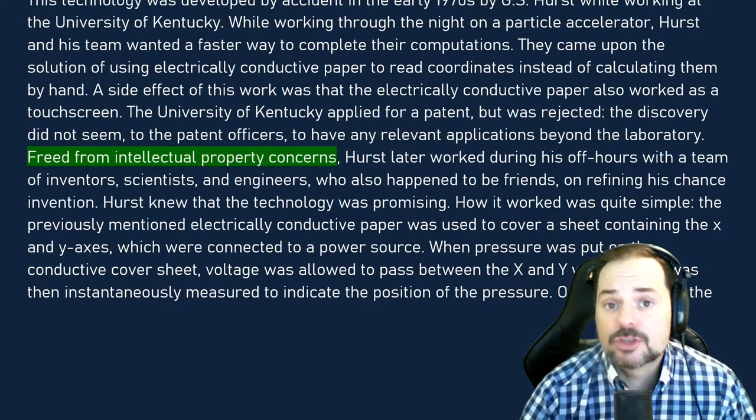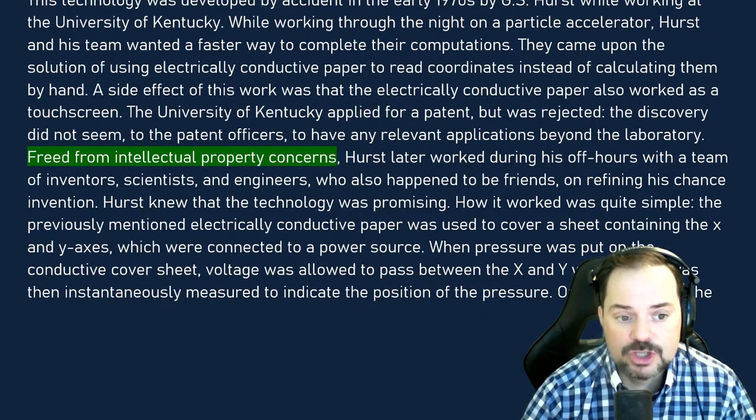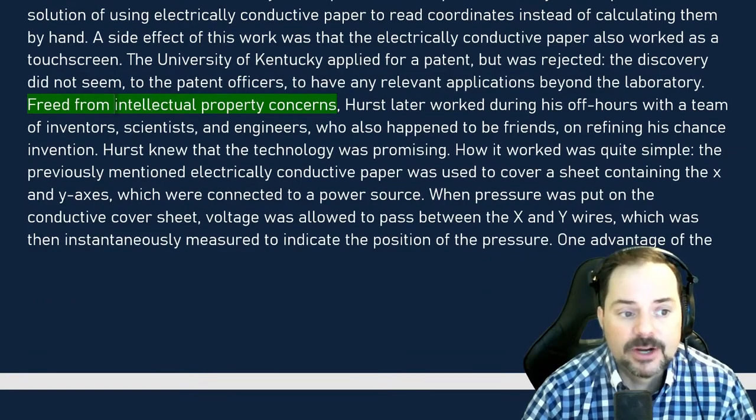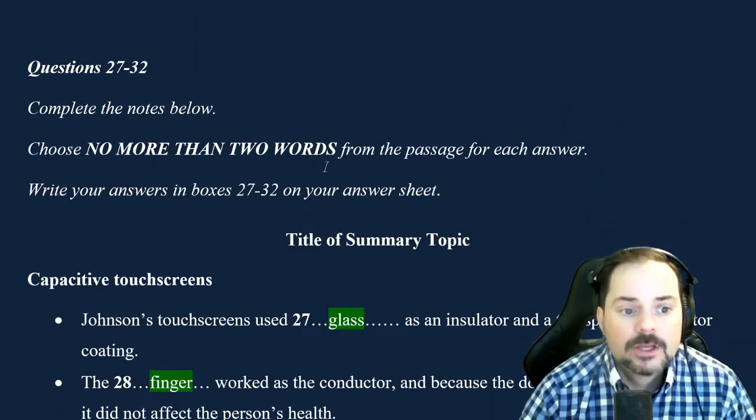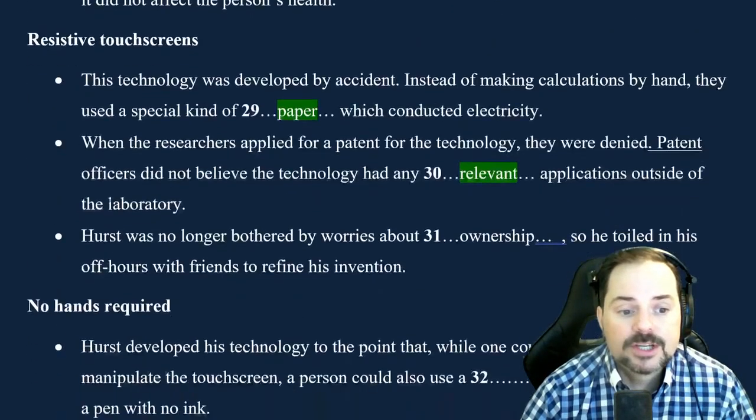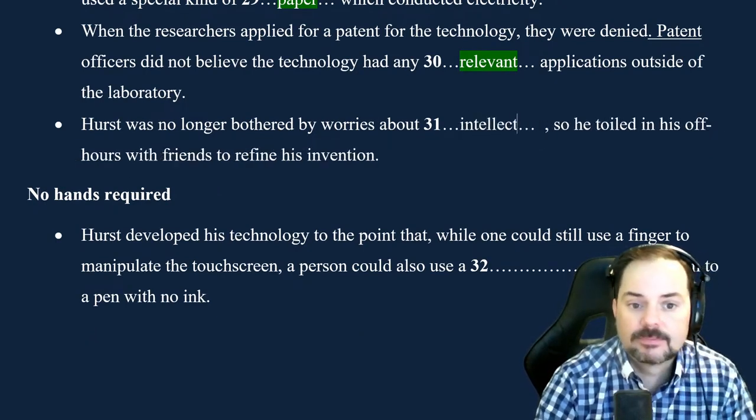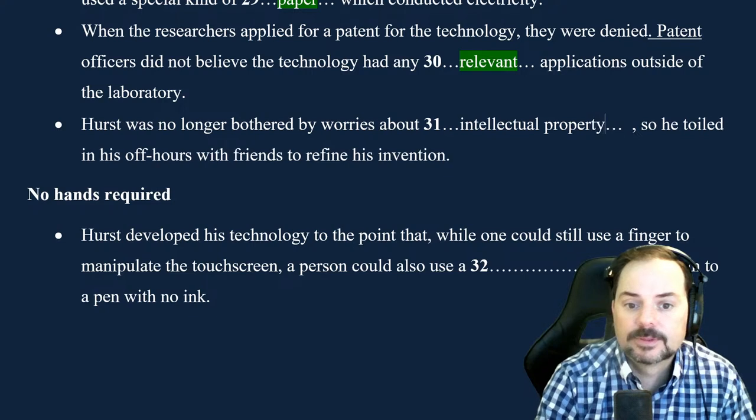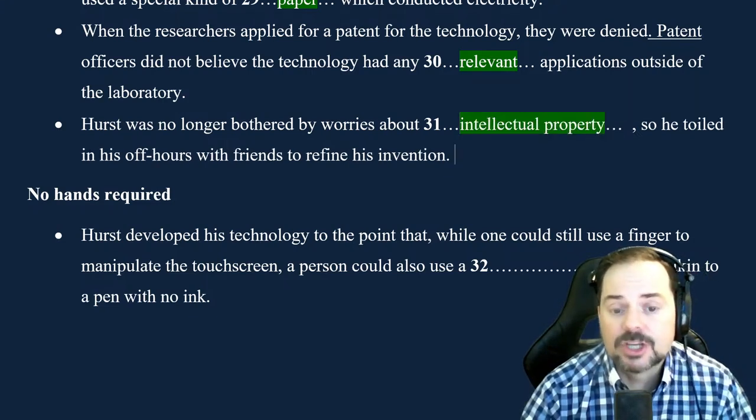Okay, so it's a tricky one. This is for Band 8, Band 9 students on this exam for sure. It's a tricky one, but it's there. Intellectual property concerns. Okay. So in the question, it says no more than 2 words. So we need both words here. Hearst was no longer bothered or worried about intellectual property. Okay. All right. So a bit challenging, but not impossible.